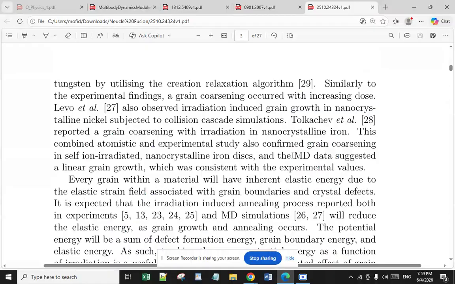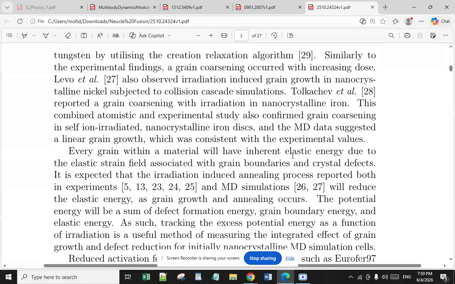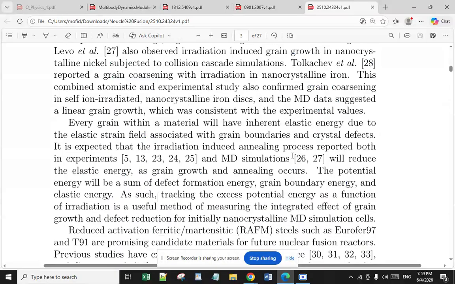Levo and his colleagues also observed radiation-induced grain growth in nanocrystalline nickel subjected to collision cascade simulations. Tolkachev and his colleagues reported grain coarsening with radiation in nanocrystalline iron. The combined atomistic and experimental study also confirmed grain coarsening in self-ion irradiated nanocrystalline iron disks, and the MD data suggested a linear grain growth, which was consistent with experimental values.